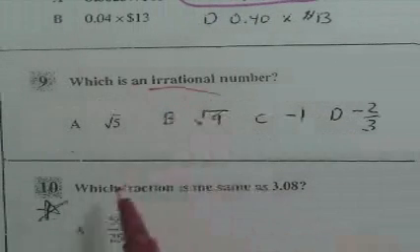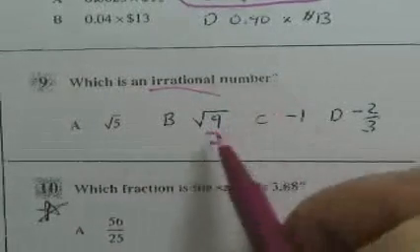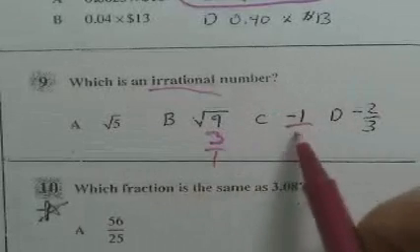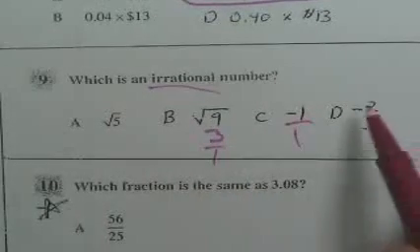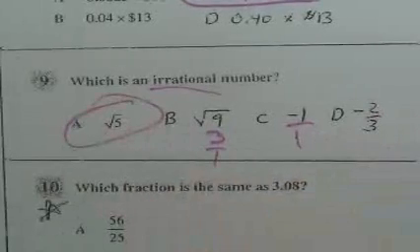Okay, which one's irrational? The weird one. Square root of 9, that's just 3. Okay, so that's an integer. That could be made 3 over 1. See, that's a fraction. This, we have an integer over an integer. That's okay. It has to be square root of 5.